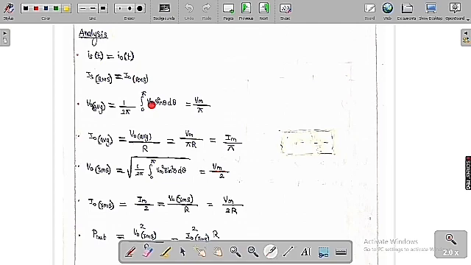But here Vs of t is nothing but Vm sin theta, and from pi to 2 pi the output is 0. So the pulse is present only from 0 to pi. So 1 by 2 pi integration of 0 to pi of Vm sin theta into d theta. If you solve this one, we are going to get Vm by pi.